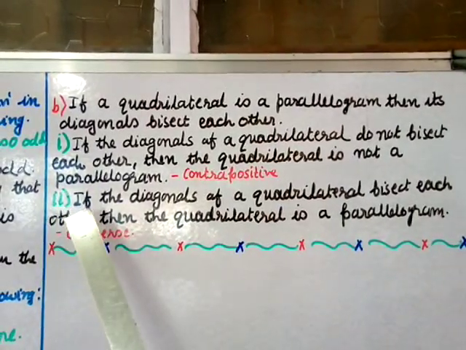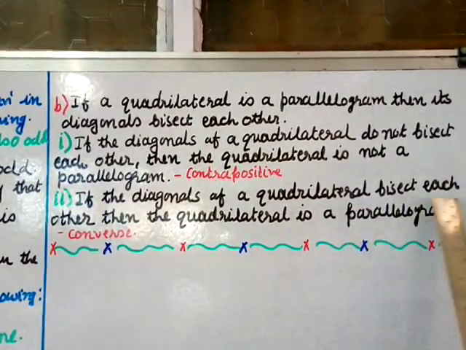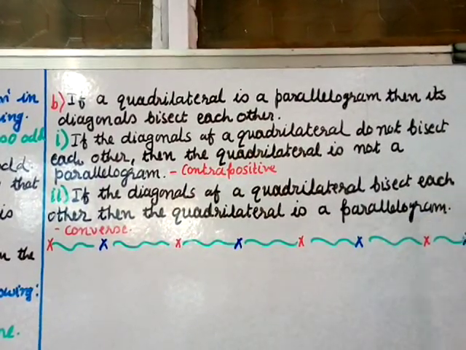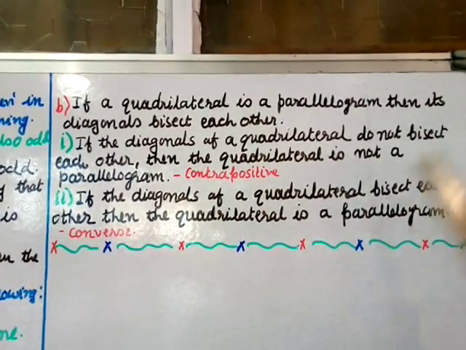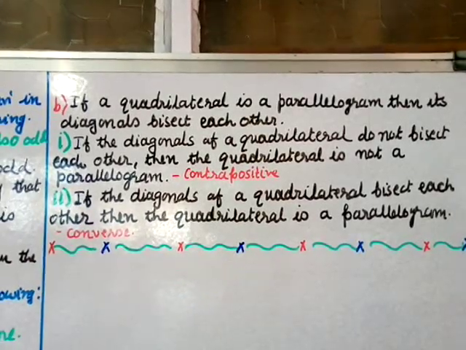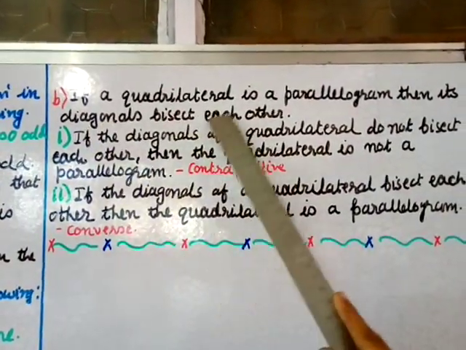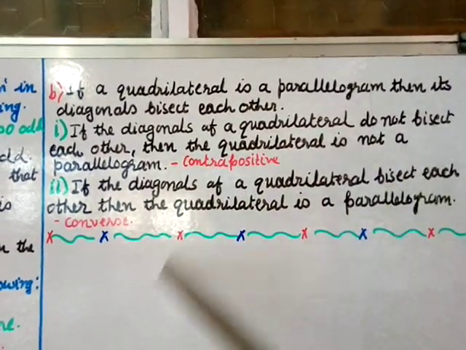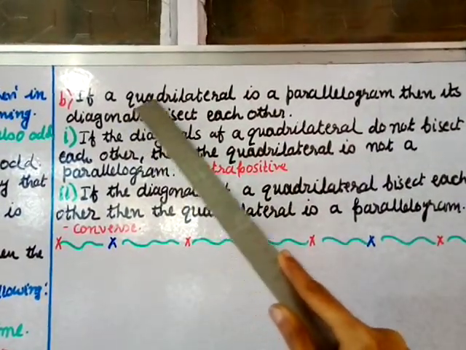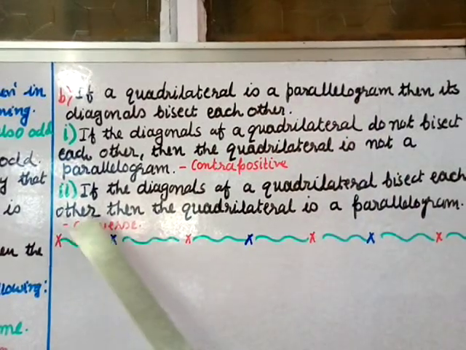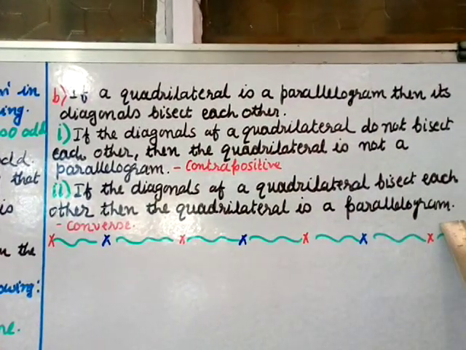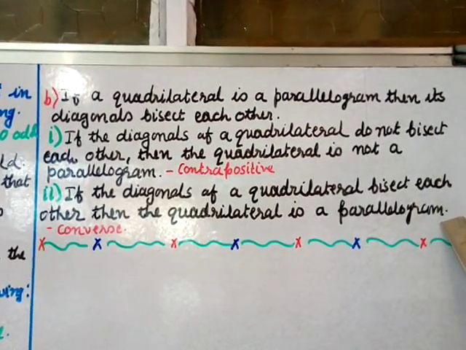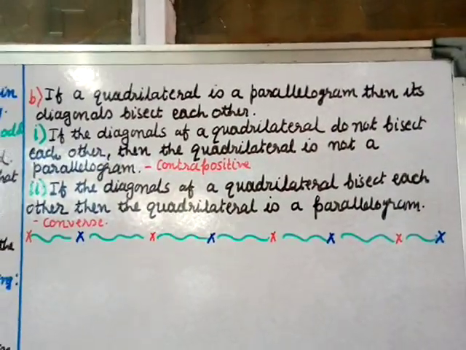Roman number 2 is if the diagonals of a quadrilateral bisect each other, then the quadrilateral is a parallelogram. And this is a converse. Why converse? Because here it is Q implies P. Q is the statement that the diagonals of a quadrilateral bisect each other, and it implies P, that the quadrilateral is a parallelogram. So this is contrapositive and this is a converse, right? I hope you understand this exercise.